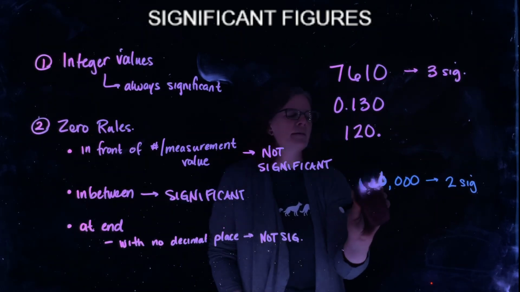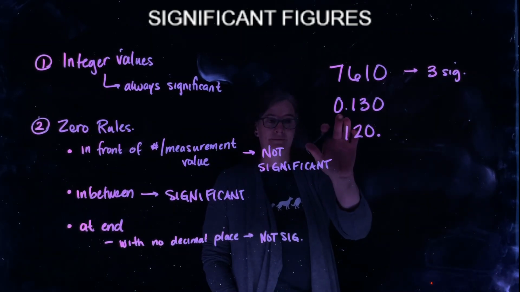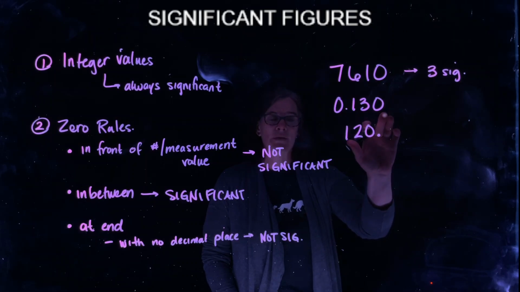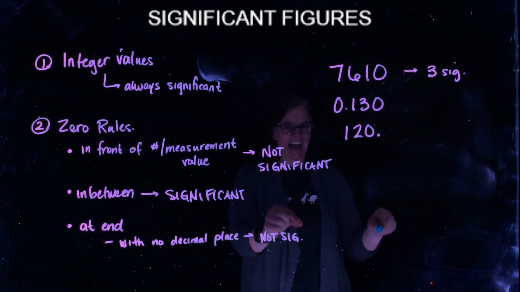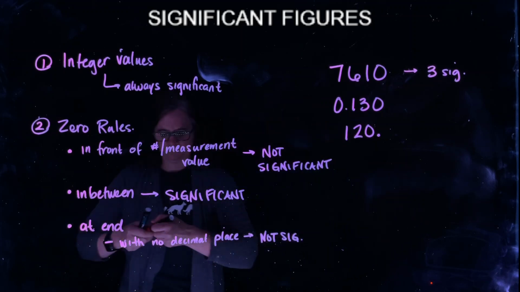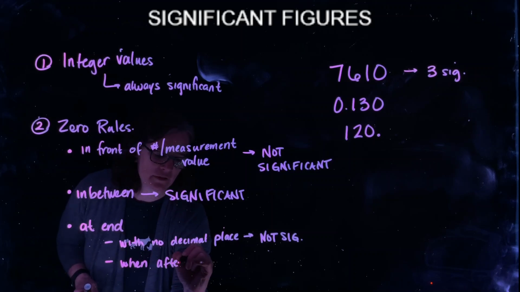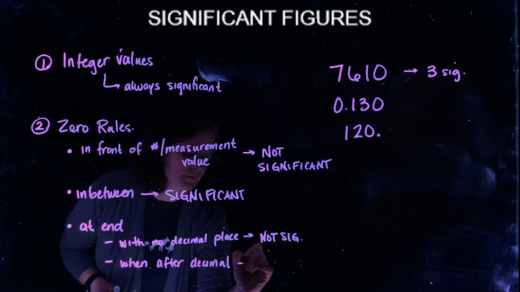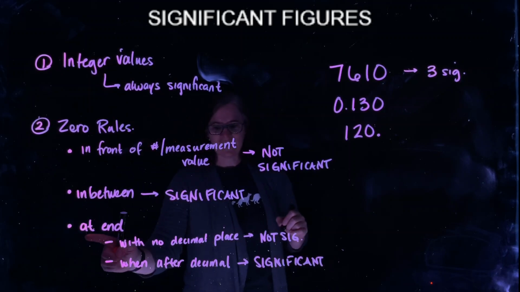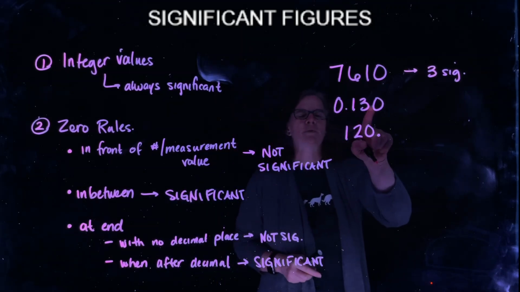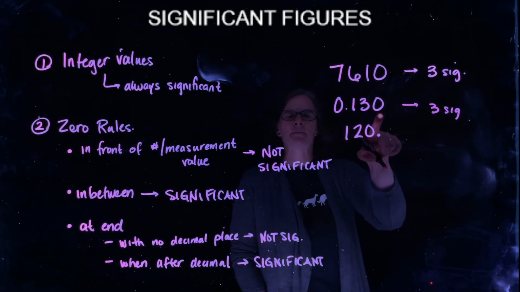If there is a decimal place involved, 0.130, the zeros at the end, after the decimal point, are significant. When they're at the end and after a decimal, 0.130, there are three significant digits: my two integer values and my zero at the end.